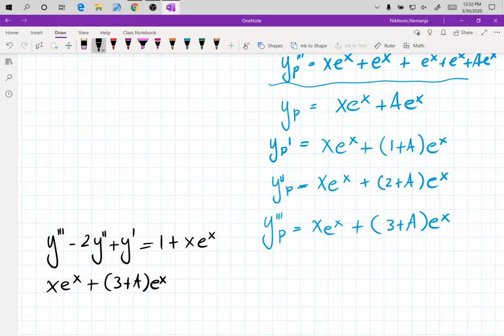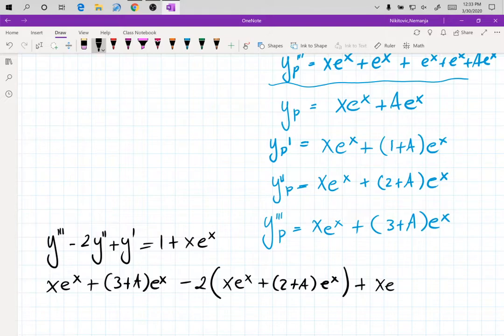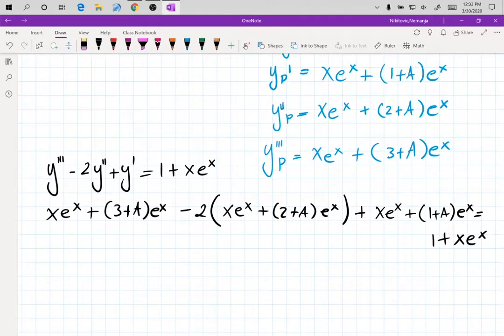Then we have minus 2 times, I'm just going to put all of this in parentheses, x e to the x plus 2 plus a e to the x, it's just a mess, plus y prime, which is x e to the x plus 1 plus a e to the x equals 1 plus x e to the x, which is this. Now we need to clean all of this mess up so that we can compare the coefficients and figure out what a is, and we're done, right? So just a little bit of algebra.